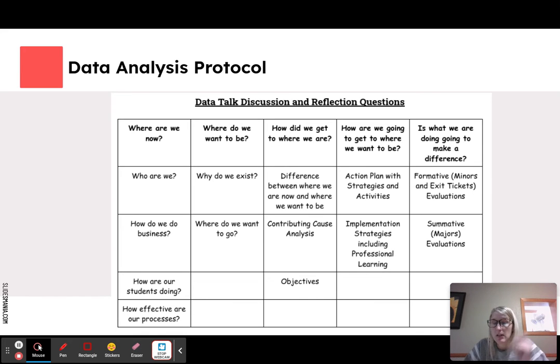What is your contributing cause analysis? And then how are we going to get to where we want to be? That's the 4th step, make your action plan. And then is what we are doing going to make a difference? So is your formative and summative evaluations, is what you're doing making a difference? So that's what we're discussing and reflecting for that.